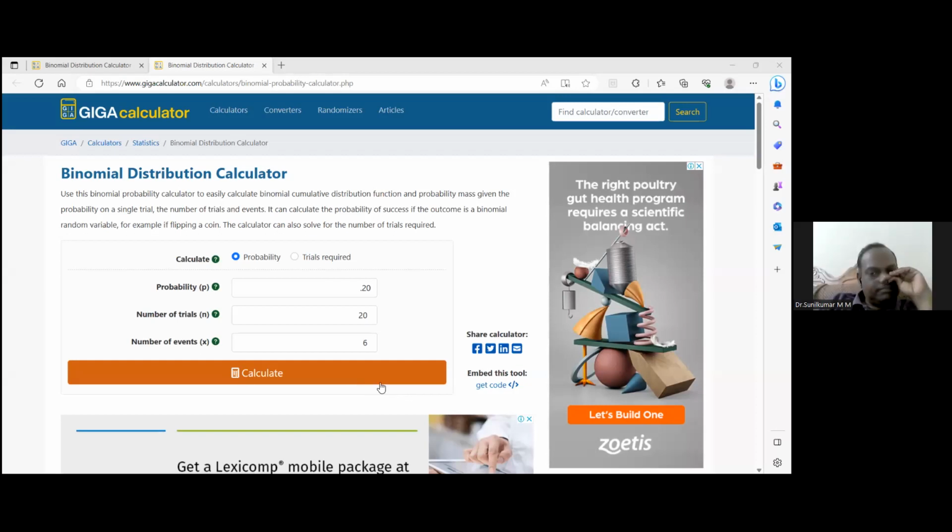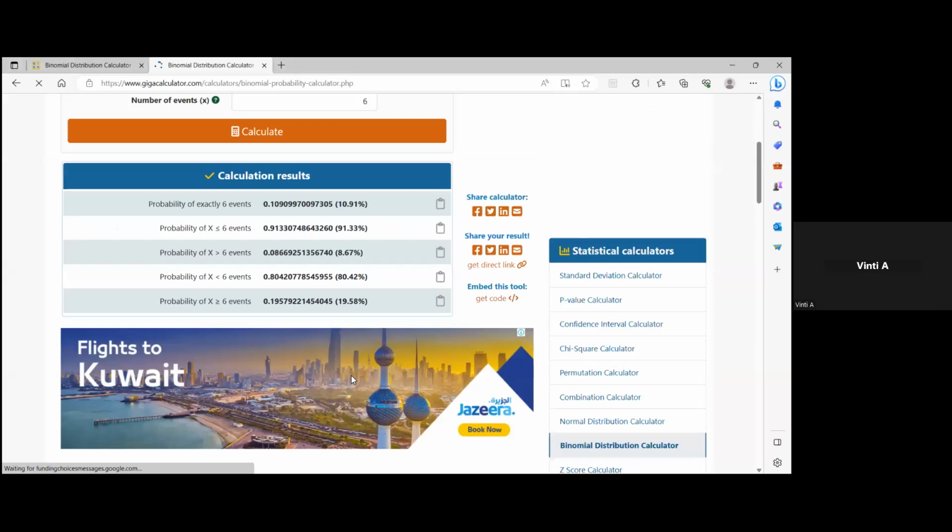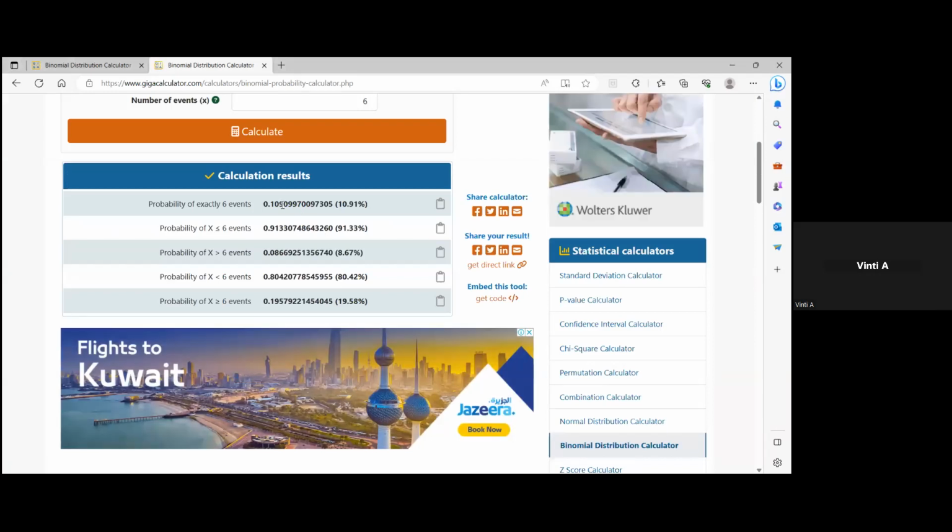Yes. Okay. So exactly 6 events happening is 0.10. Less than or equal to 6 is 0.9133. Probability of greater than 6 is 0.08. Of less than 6 is 0.80. So they've given you all possible combinations.